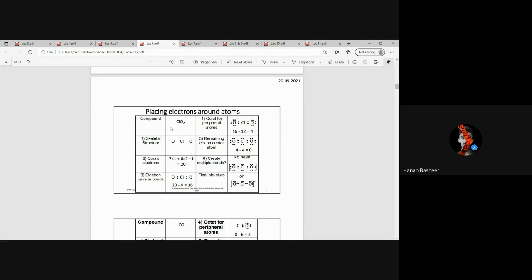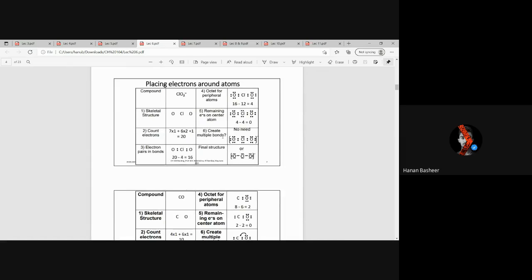ClO2 minus. We'll see this example. OClO, we will make them in space. Cl is the central atom. 7 valence electrons on chlorine, 6 on each oxygen, and one extra because of the minus, which gives 20. Then deduct 4 for the two bonds between them. Then complete the octet on the peripheral atoms first before the central atom. So we get 16 minus 12 equals 4, because we add all these lone pairs on the oxygens, and afterwards the rest will be the lone pairs on the central atom, which will give us this.